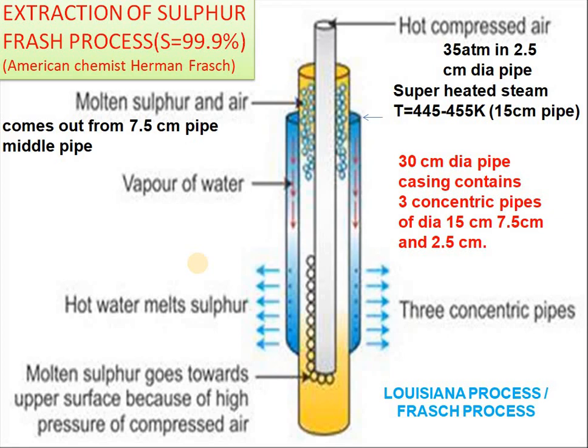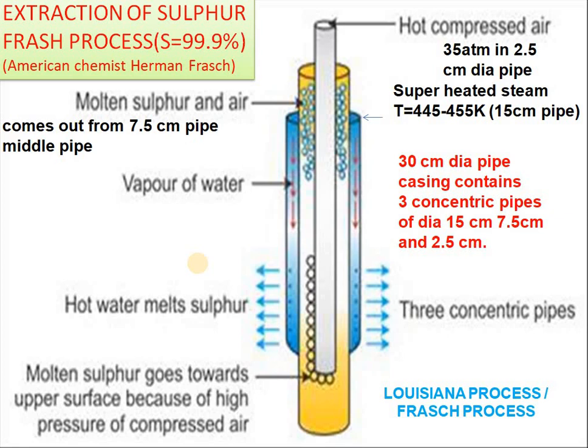Now, once you supply superheated steam, and in the center compressed air is there, what is going to happen is this superheated steam will melt the sulfur beds surrounding the 30 centimeter diameter tube. Now the molten sulfur is ready to move up. How will it move up? When you pass the compressed air from the central pipe, that is 2.5 centimeter. Now only one pipe is left. Which pipe? The one in between the innermost, which carries compressed air, and the outermost layer where we are passing steam.